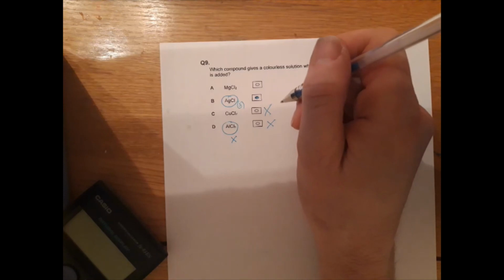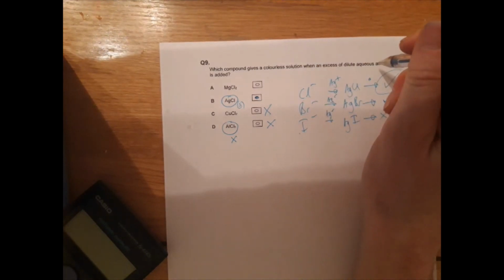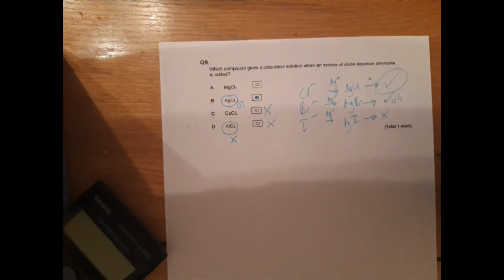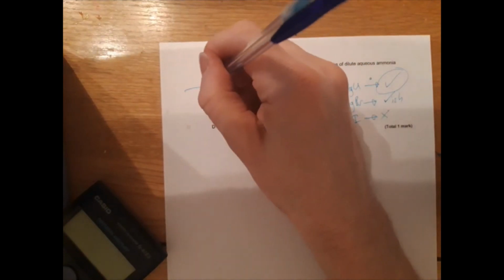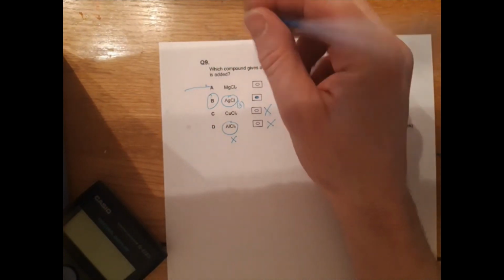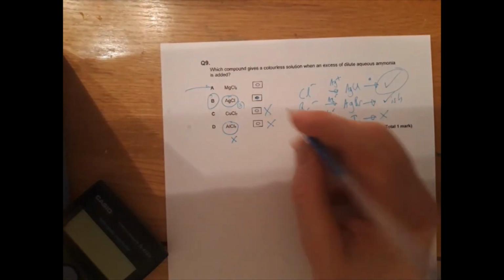The answer is B. When you add ammonia solution to magnesium chloride, I don't know what that forms, but that's the answer. So there you go. I'm missing something there. I don't know where that's come up.